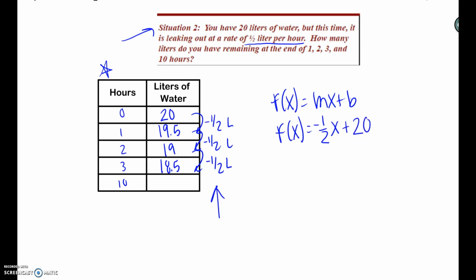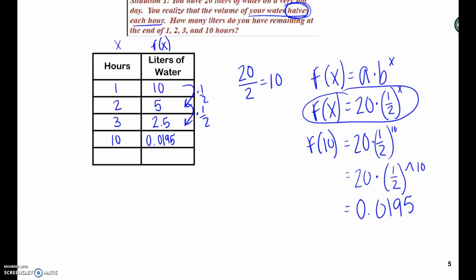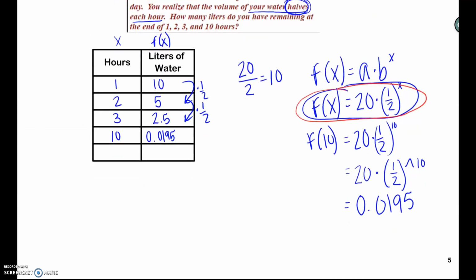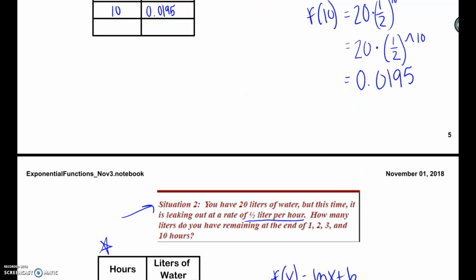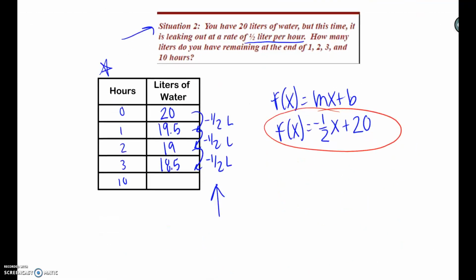So again, let's look at the differences between these. Here's our linear equation, negative 1/2 x plus 20. Here is our exponential equation, 20 times 1/2 to the x. So notice in exponential equations, you see the exponent. You know that this is our base or our pattern, and the 20 is our initial value. In our linear one, 20 is our initial value, and we're just simply multiplying a half by x rather than taking a half to the x power.